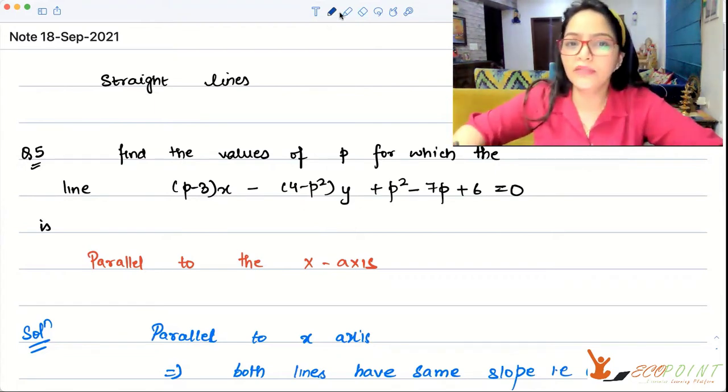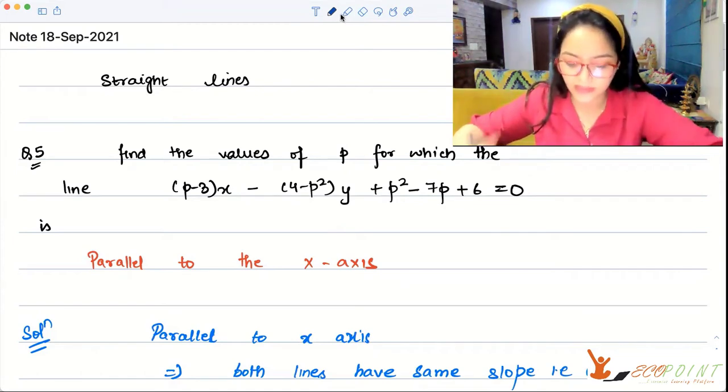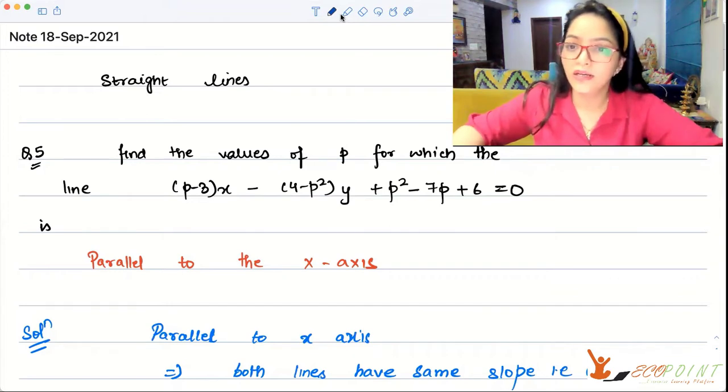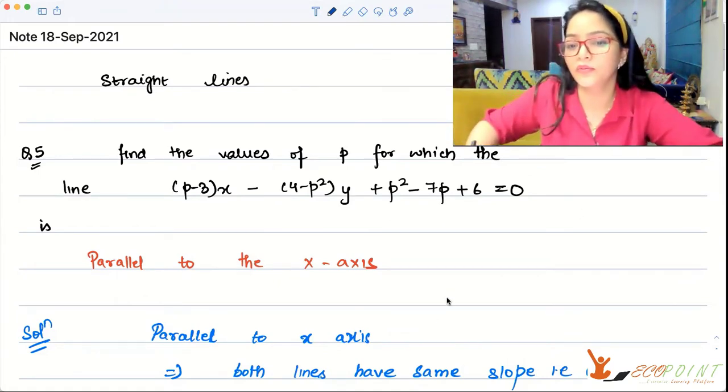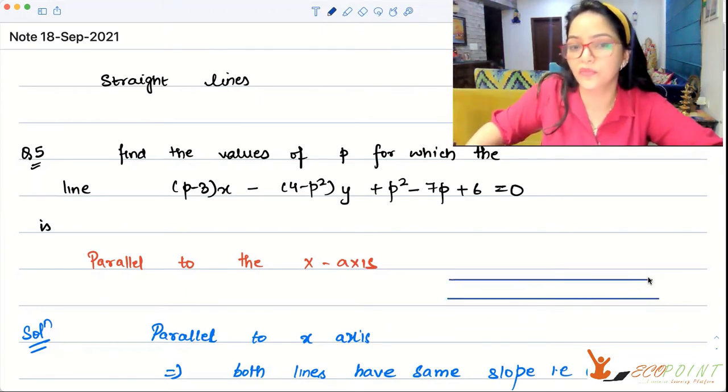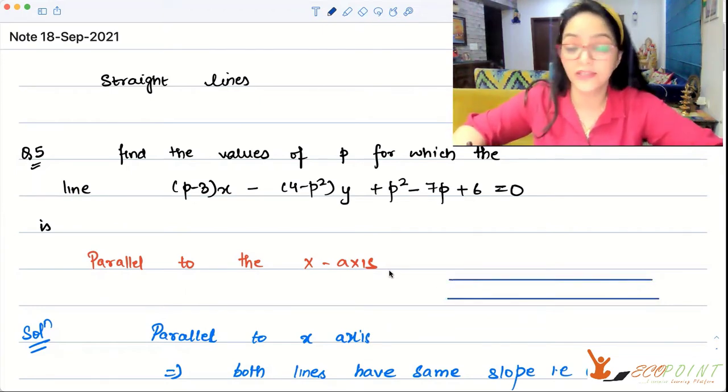So if it's parallel to the x-axis, what does it mean? What does it tell you about the slope of this line? Well, the x-axis has slope 0. It's a horizontal line, so it doesn't have any slope, right? So the slope is 0. And if a line is parallel to the x-axis, the slope of that line also needs to be 0. So the slope of this line needs to be 0.